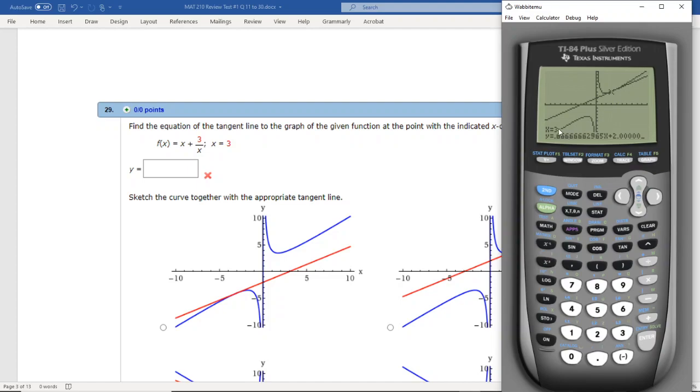It says it's at x equals 3, and it gives us the equation of the tangent line, 0.66666, which is 2/3. So you could do that, or you could put all the 6's plus 2, or you could recognize that that's 2/3 x plus 2. Okay. The nice thing about this is when you've done it this way, you see the graph, so you can easily identify the correct one.